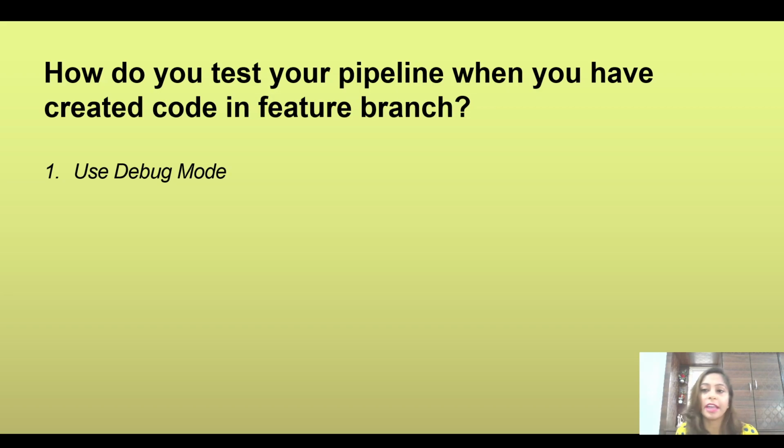How do you test your pipelines when you have created code in a feature branch? So this is also a very good question. In fact, that actually tells whether you have really worked on Data Factory or not, because a person who can answer this would have definitely worked on it. So let's say you have created your feature branch in Data Factory. Now you are trying to build your code in your feature branch. In that case, you will not be able to trigger your pipeline, right? You have to use debug mode to test your pipelines.